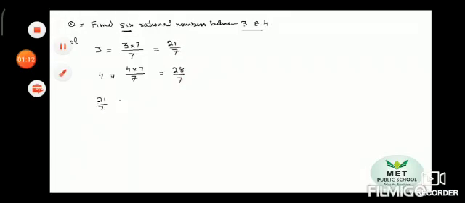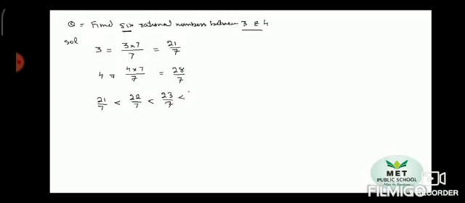Now let us collect all the rational numbers. 21 by 7 is less than 22 by 7, again less than 23 by 7, less than 24 by 7, which is less than 25 by 7, less than 26 by 7, less than 27 by 7, which is less than 28 by 7.